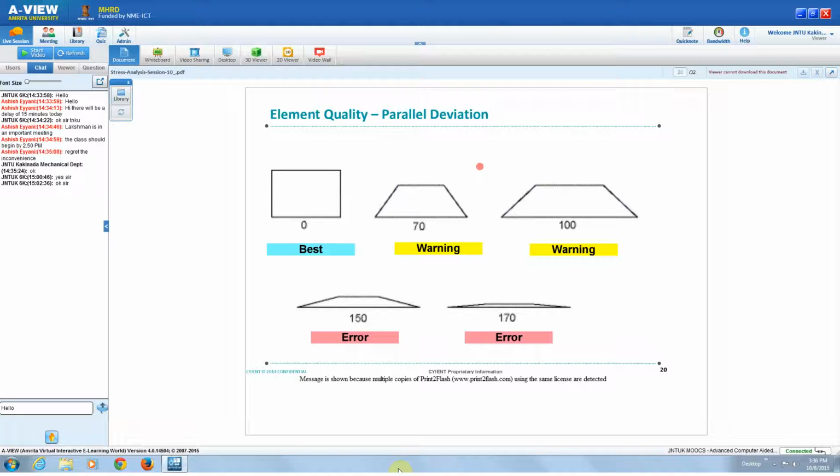Now coming to parallel deviation, 0 is the best. See here, this is a perfect square and we get 0 parallel deviation, which is best. And here we got 70 degrees parallel deviation, it's a warning. And here we got 100 degrees and it's a warning. But exceeding 100, when we get 150 or 170, these are error elements.